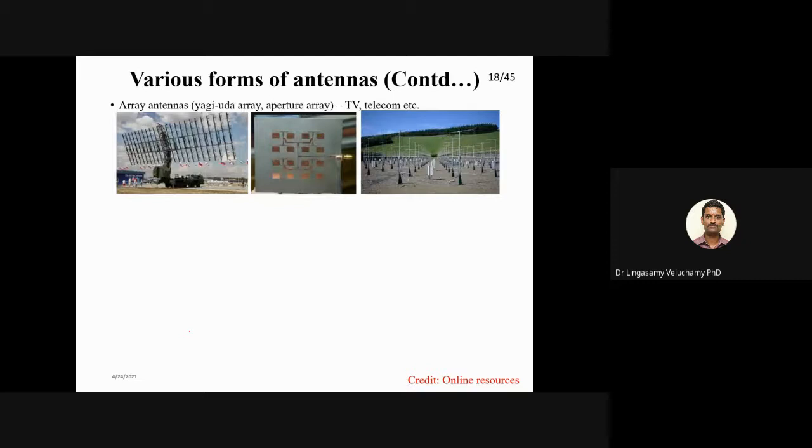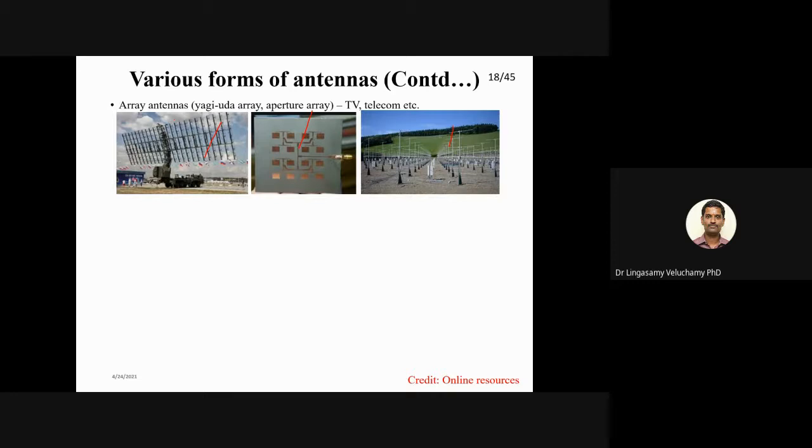Why do we go for array antennas? We go for array antennas because horns and reflectors give very high power, and apart from that, we can use array antenna concepts. Arrays can be made with wire antennas, microstrip patch antennas, or even arrays of horns or arrays of reflectors. Many things can be used. Why did it evolve? To have very long range communication, like satellite communication or radar communication and many more.